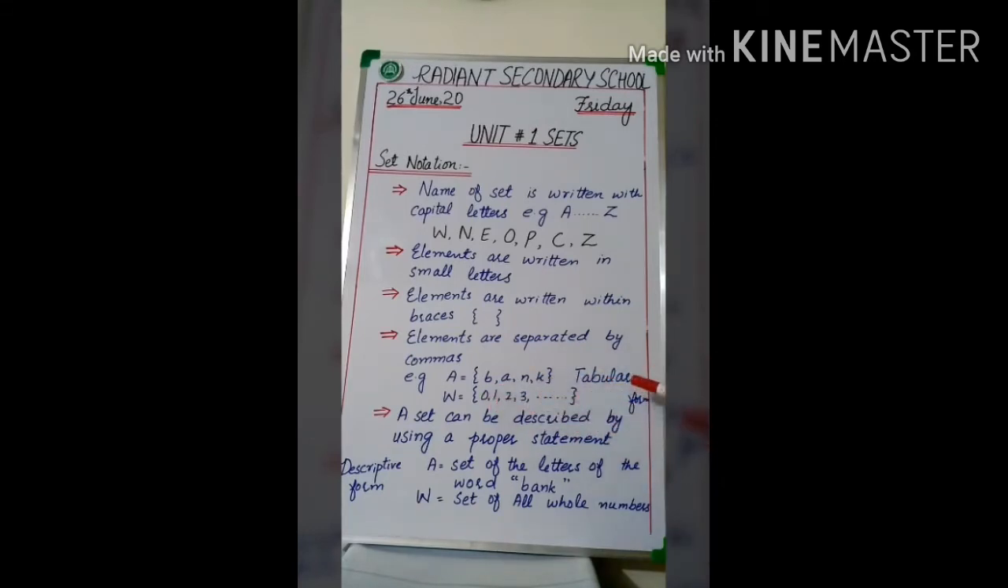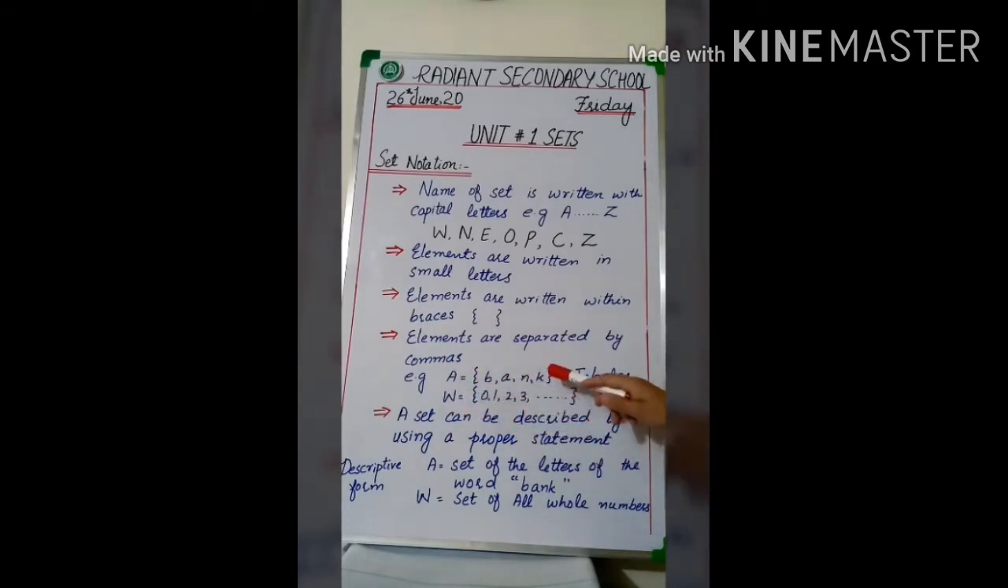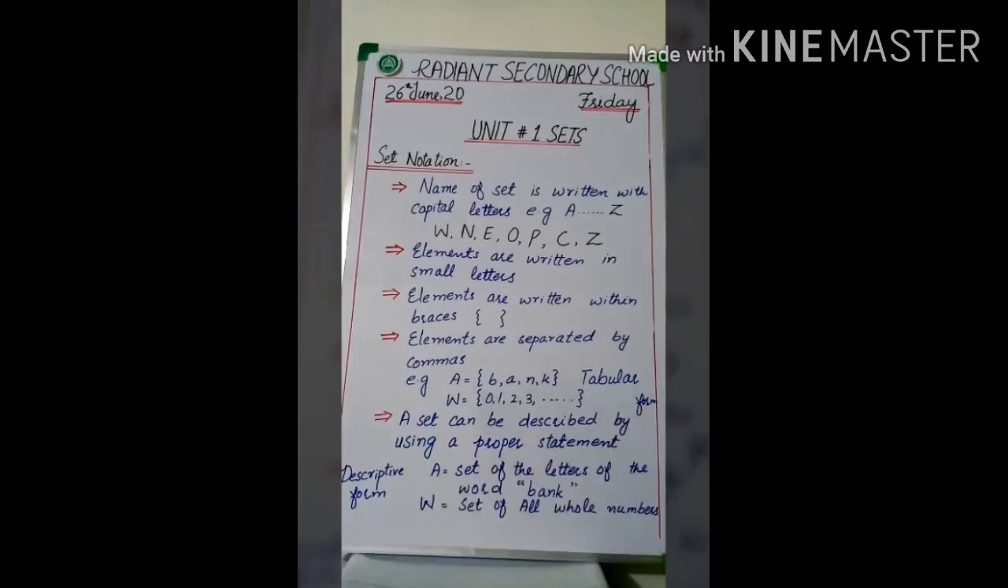Students, when you write sets in such form, when you are writing the name with capital letter, then you will put equality sign, then you put the curly bracket or braces, and you write the elements by separating them using the comma. Then this form is called the tabular or roster form. There is another way of writing a set, that is called the descriptive form. In descriptive form, a set can be described by using a proper statement.